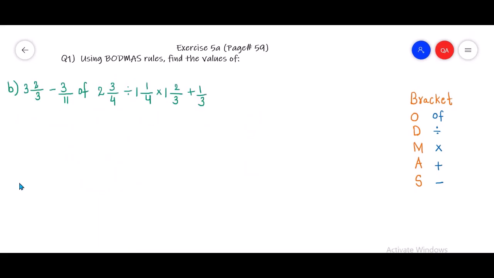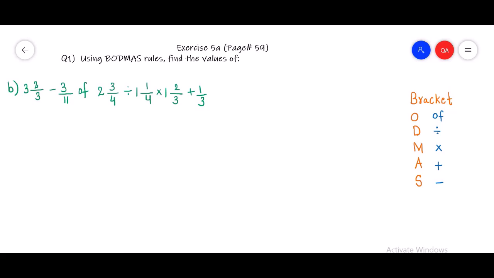In part B, we have 3 whole 2 by 3 minus 3 by 11 of 2 whole 3 by 4 divided by 1 whole 1 by 4 multiplied by 1 whole 2 by 3 plus 1 by 3. Here we have 5 operations: of, division, multiplication, addition and subtraction. In BODMAS rule, O comes first, so first we have to simplify of.